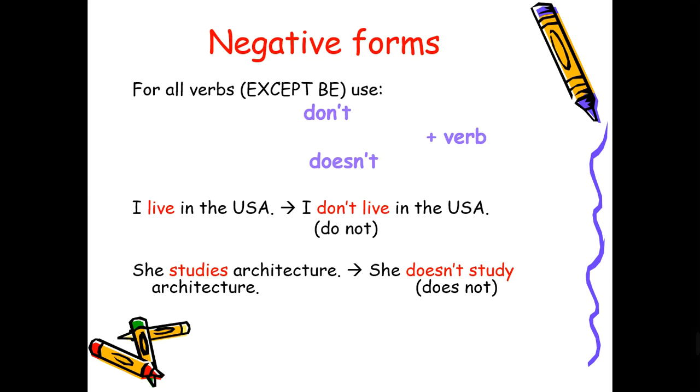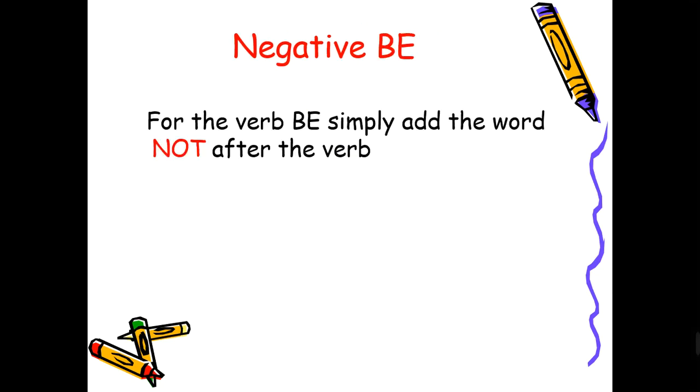Like, I live in the USA. How do you put it in the negative? I don't live in the USA. She studies architecture. She doesn't study or does not study architecture. You just add not to do or does according to the subject. How do you put negative for verb to be? For verb be, simply add the word not after the verb. As we said, I am tired, I am not tired.